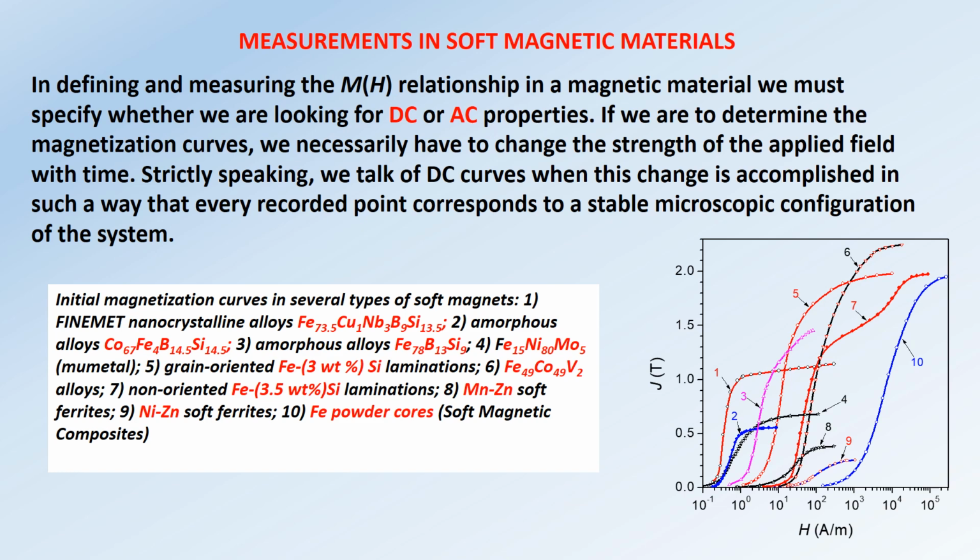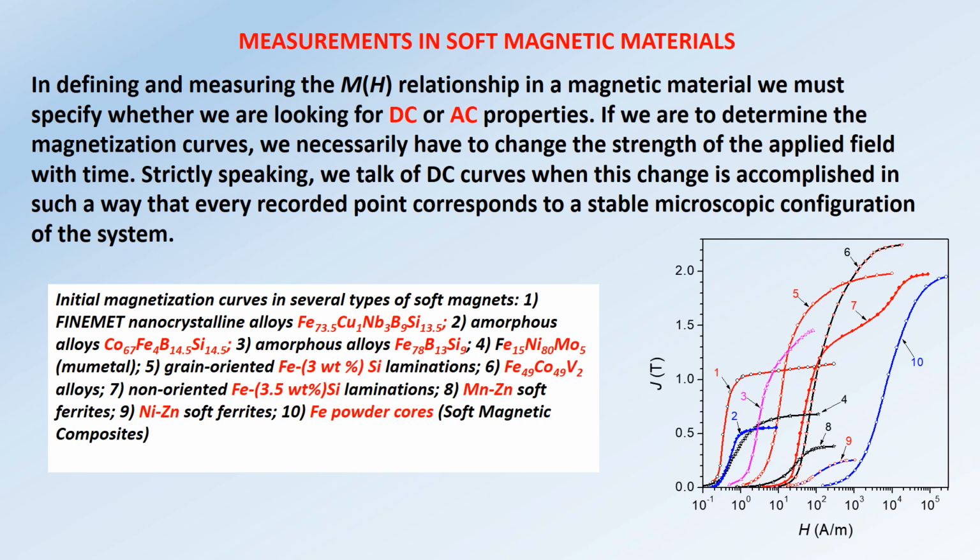In the figure, you can see initial magnetization curves in several types of soft magnets. Curve 1 is a Finemet-type nanocrystalline alloy. Curve 2, the blue, is a cobalt-based amorphous alloy. Curve 3, the magenta, is an iron-based amorphous alloy. And then curve 5 is a grain-oriented iron silicon lamination.